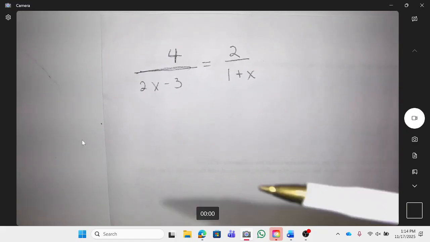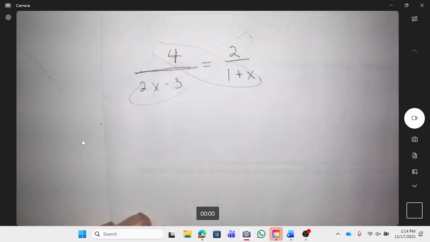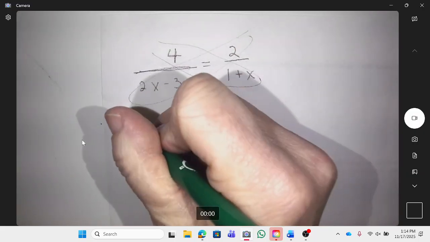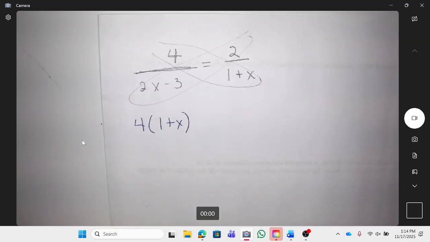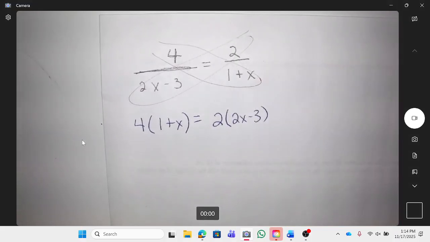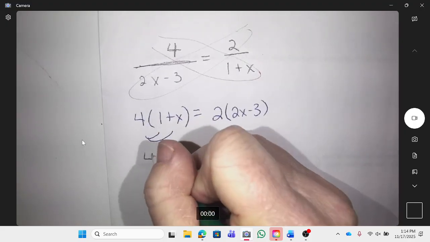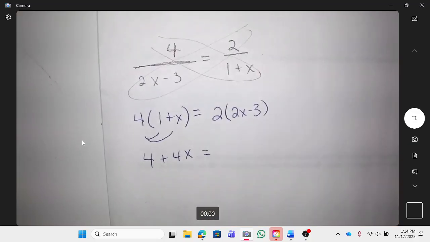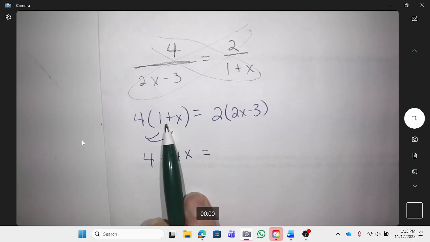Cross multiply. Okay, so this times this will be the same as that times that. So make sure you treat things individually or as families. So individual 4 times family 1 plus x equals individual 2 times family 2x minus 3. Okay, distribute would be your next move. Please make sure if you have 2 binomials, your distribution includes a whole FOIL system, right? This was just a monomial times a binomial, so you just distribute.